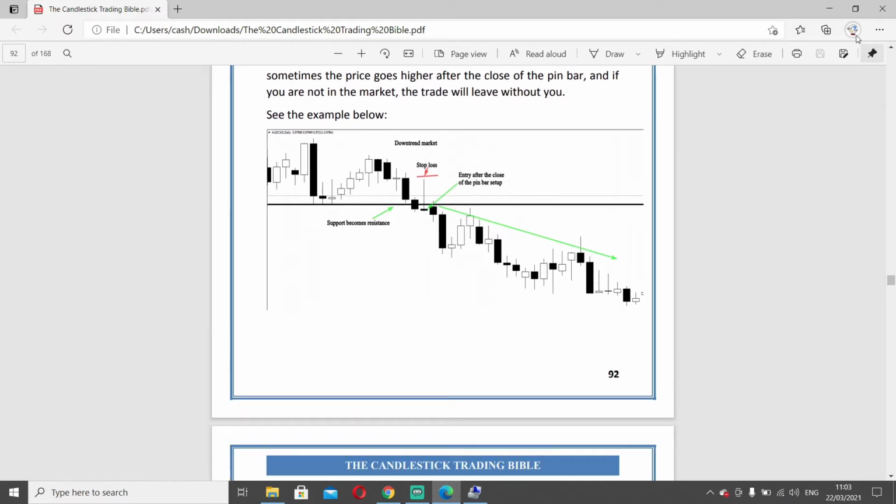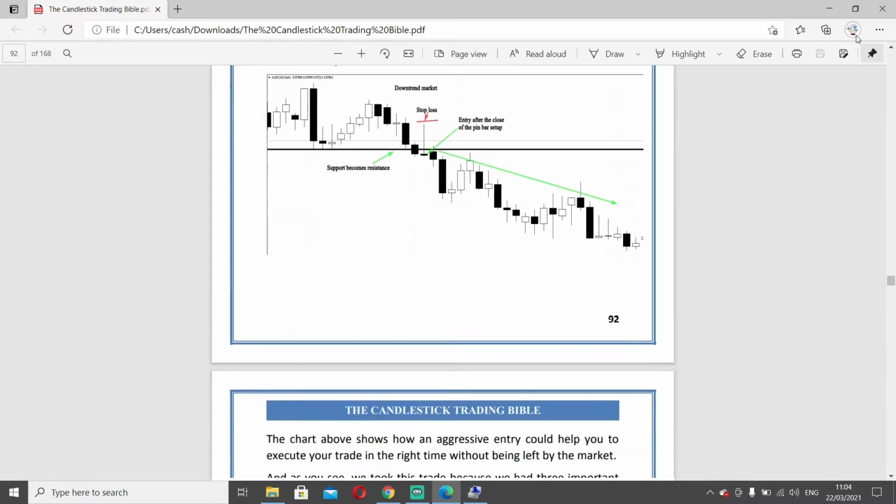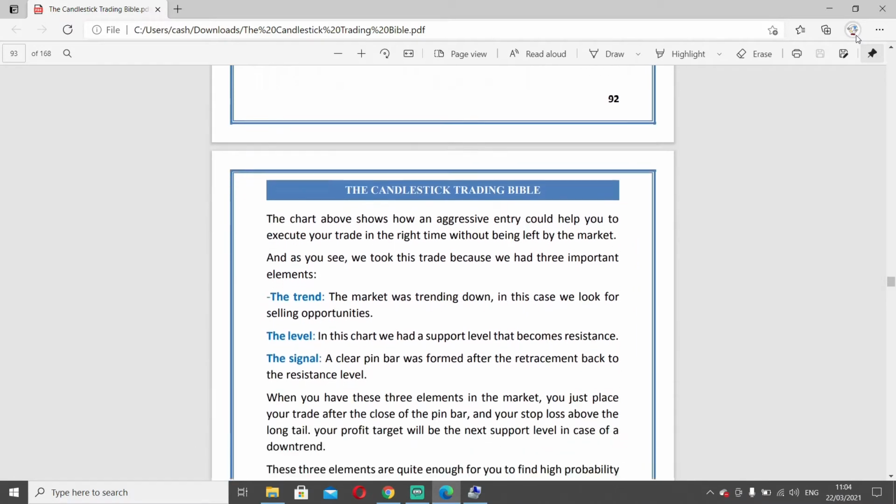So you've got the example below. It's a downtrend, there's a support that becomes a resistance, and entry after the close of the pin bar setup. The chart above shows an aggressive entry could help you execute your trade at the right time without being left by the market.